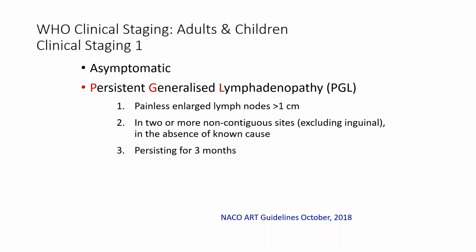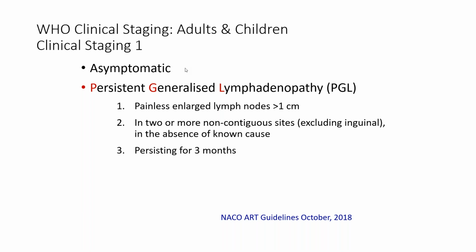WHO clinical stage 1 of HIV includes all those patients who are asymptomatic or who present with what is called PGL, or persistent generalized lymphadenopathy. So suppose a patient comes to your OPD and says, "Doctor, I'm all right, I have nothing, but I went in for a routine checkup and they told me that I am HIV infected according to my reports. I have no complaints at all." So that patient will be WHO stage 1.